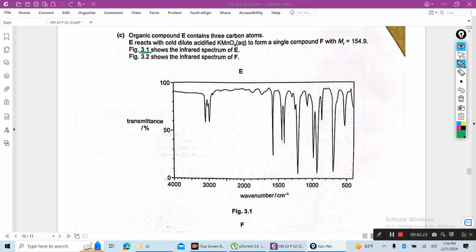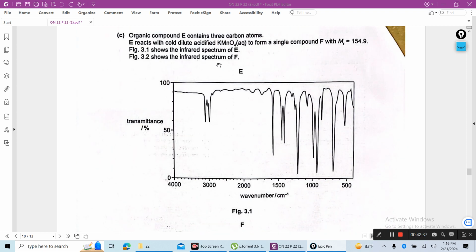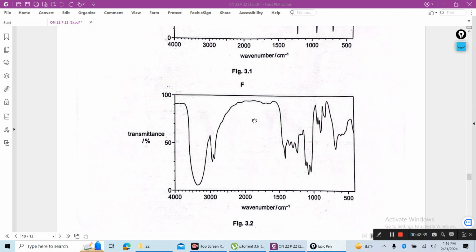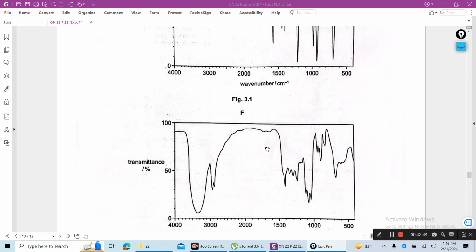Figure 3.1 shows the infrared spectra of E, and 3.2 shows the spectra of F. These are given. So now you see what is being asked. This is the IR spectrum of E. This is our infrared spectrum of F.